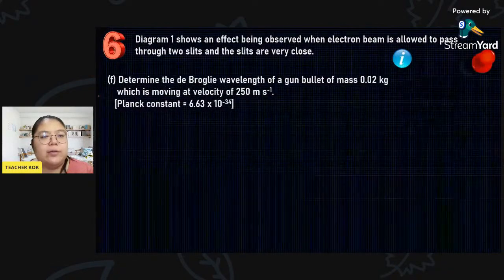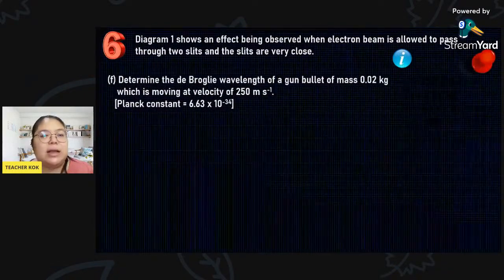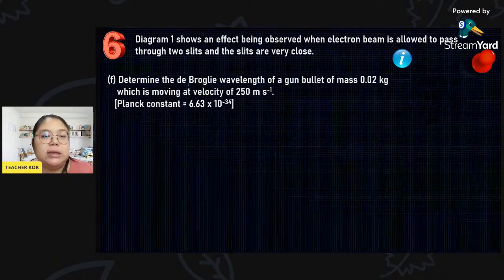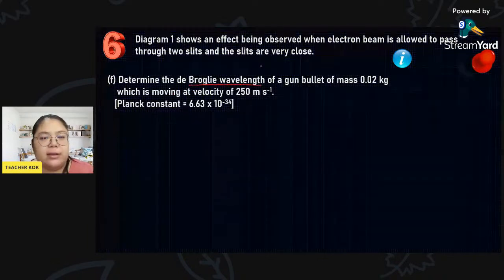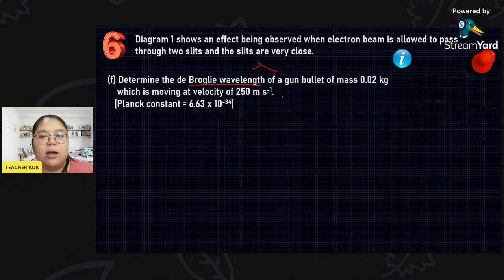Okay, then after that, determine the de Broglie wavelength. They want to find the wavelength of the gun bullet. The mass is provided, and they provided the velocity for you. Now it's not a light, it's a bullet, a gun bullet. So that means we cannot use the c, 3 times 10 to the power of 8. No. This one they're just talking about the gun bullet.